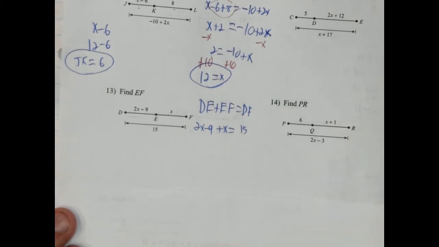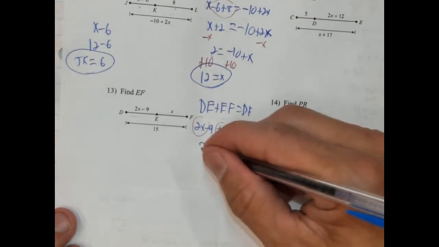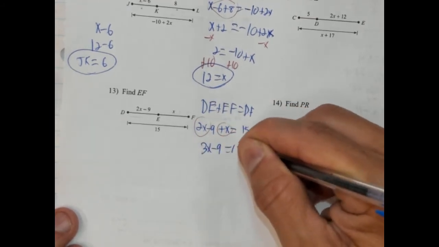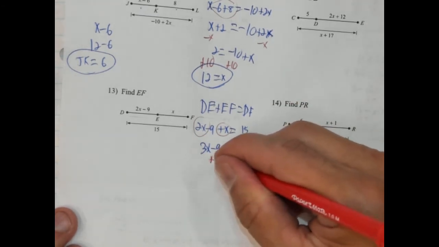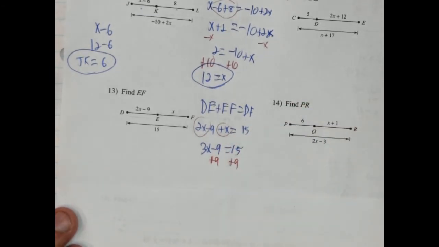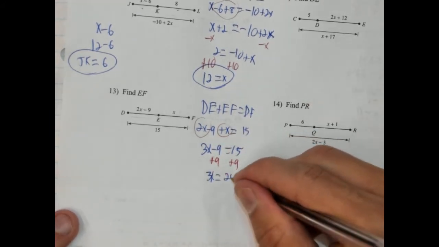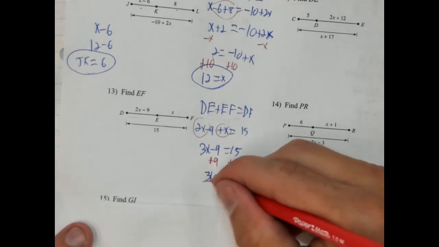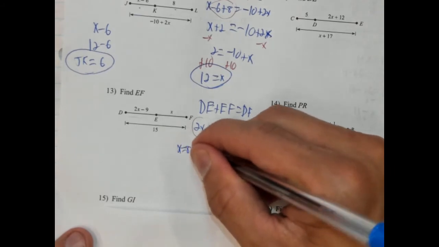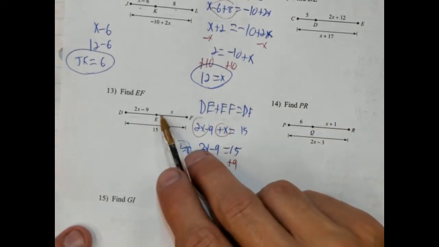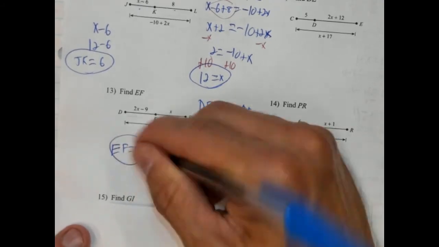Combine like terms. We combine the x and the 2x, and that gives us 3x minus 9 equals 15. We add 9 to both sides because we use the inverse operation. That gives us 3x is equal to 24. We divide by our coefficient, which is 3, and x will be equal to 8. We're looking for EF, and EF is just x, so EF is 8. Makes our life easy. Okay, last one.